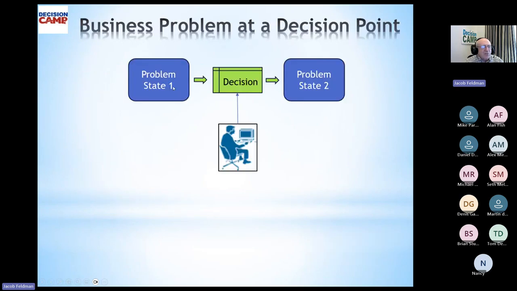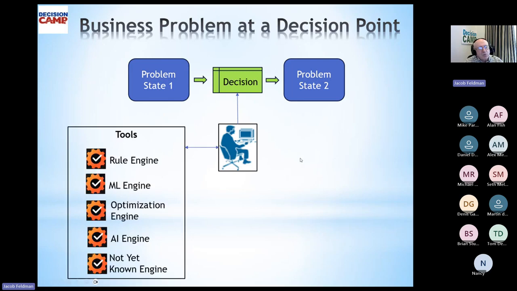In a very simple way, what we do is consider a business problem at the decision point. At the decision point, we usually have a subject matter expert who will make a decision, and this decision will transfer our problem from state 1 to state 2. Right? That's a very straightforward, top-level understanding. You can explain to your spouses or children how it works. That's what we do.